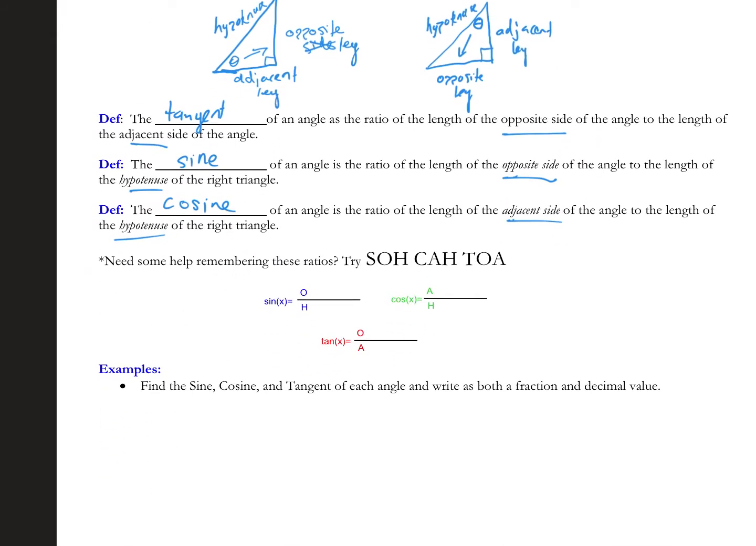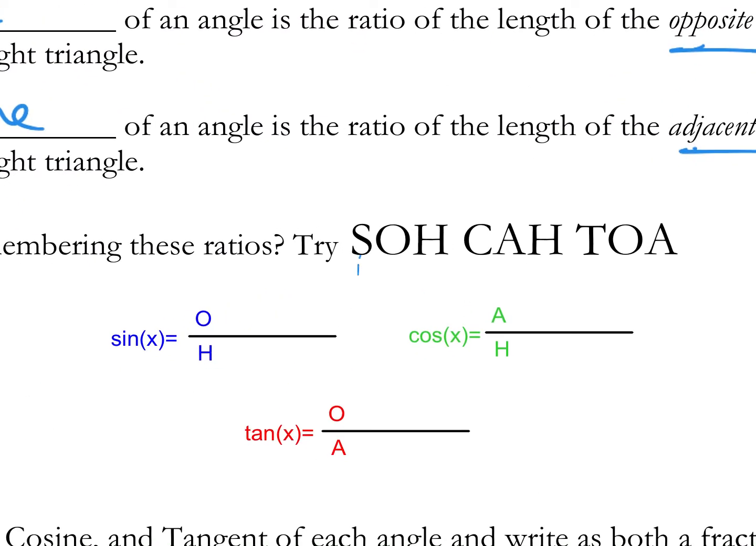So if you need some help remembering, I have this mnemonic device called SOHCAHTOA. So sine is opposite over hypotenuse. So that's where the SOH comes from, opposite over hypotenuse. And next we have cosine, which is adjacent over hypotenuse. And then we have TOA, which would be tangent, which is opposite over adjacent.